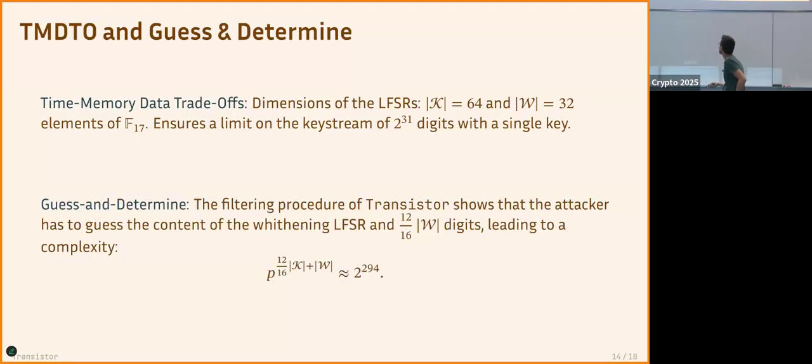And for guess and determine, if you look at the filtering procedure, it's clear that an attacker would have to guess 3 out of 4 elements of the state, and he would have to guess the entire whitening LFSR. And so if you run the numbers, it's quite a massive entropy.